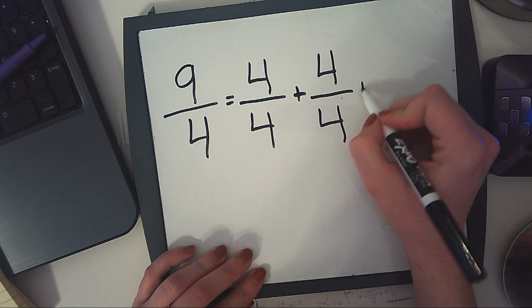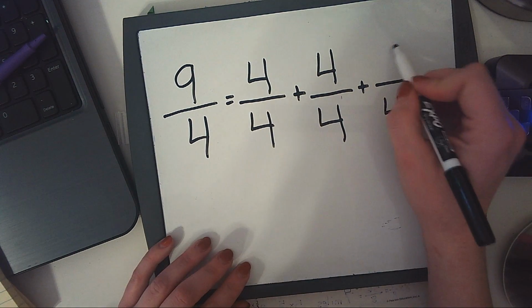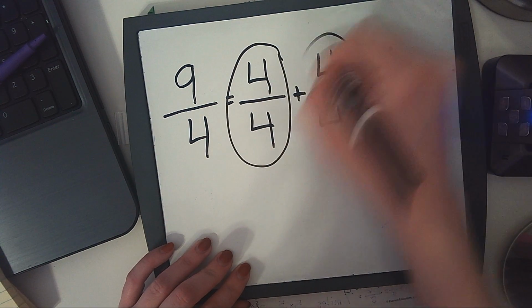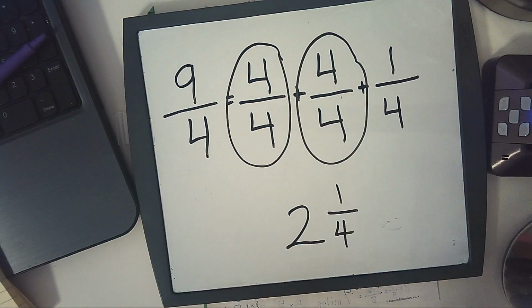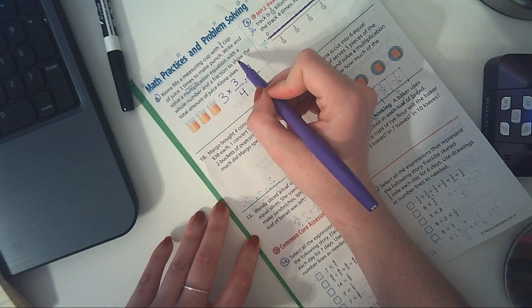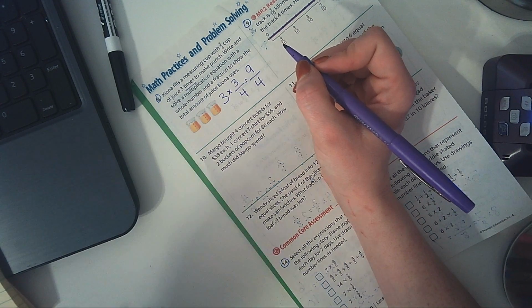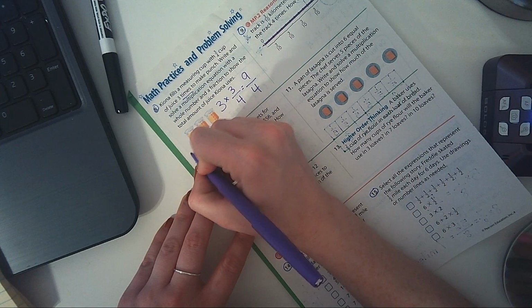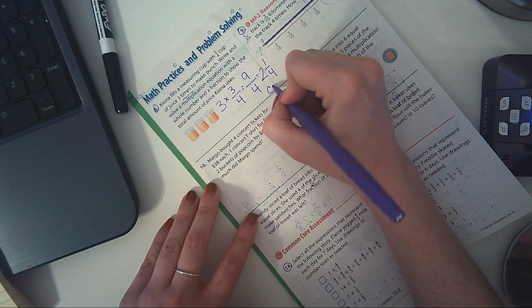And since 4 plus 4 is 8, what is going to be left over? 1, because 1 more gives you 9. So 2 wholes with 1/4 left over. So 2 1/4 cups, right? Write and solve an equation with a whole number and a fraction to show the total amount of juice. Okay, so the total amount of juice is 2 1/4. I'm just going to write equals 2 1/4 cups.